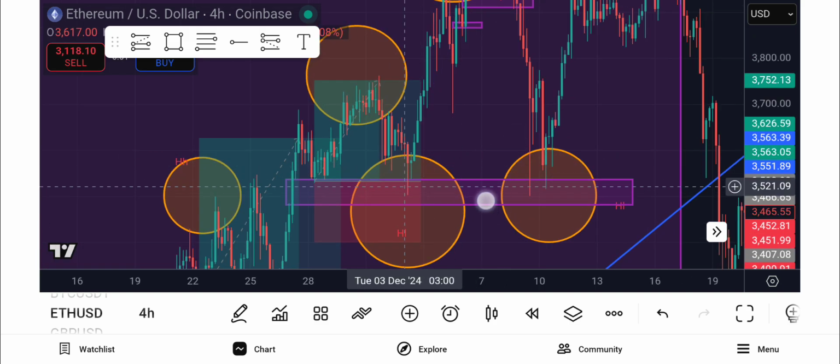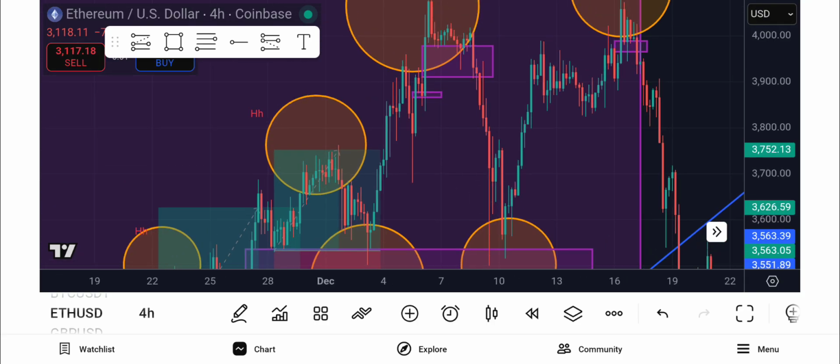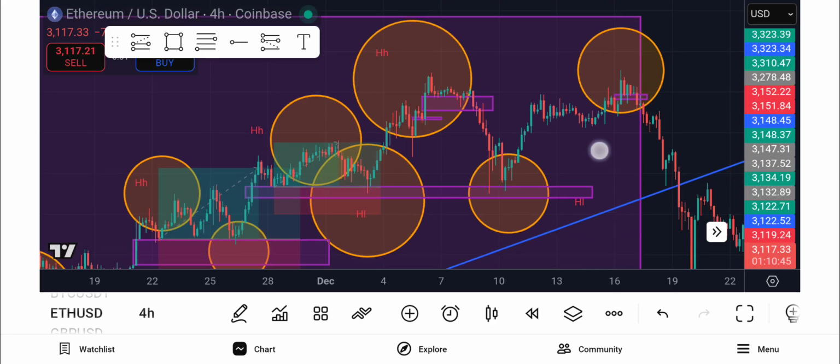You know, because within the fair value gap. So look, 11 a.m. right here is within the fair value gap right here. So you would have been another, this would have been a 5th entry. Then you would have held. So that's 5 positives right now. You have no losses right now.